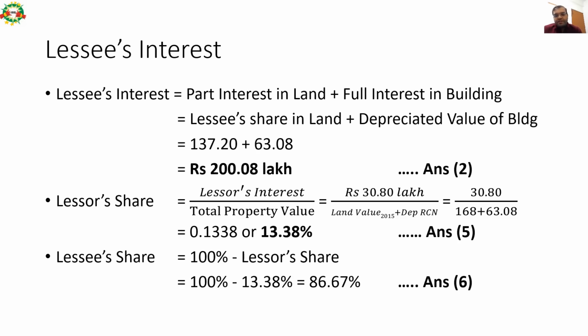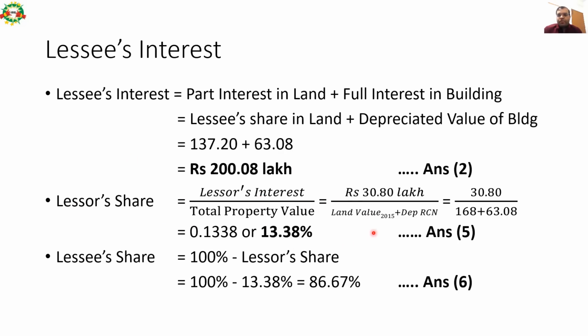So now lessee's interest. Lessee's interest is part interest in the land and full interest in the building. So lessee share in the land was 137.20, which we calculated in the previous slide, and the depreciated RCN of the building is 63 lakhs. So total lessee's interest is 2 crore 0.02 lakhs. So lessor's interest divided by total property value.